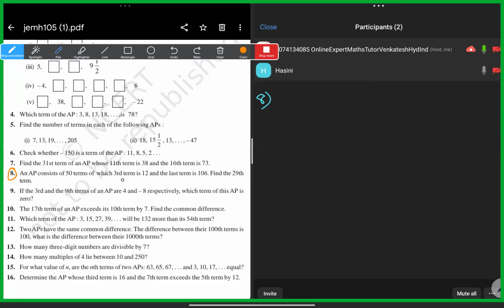So now Hasni, third term is 12, means what? A3 is 12. A3 means A plus 2D. A plus 2D is 12.